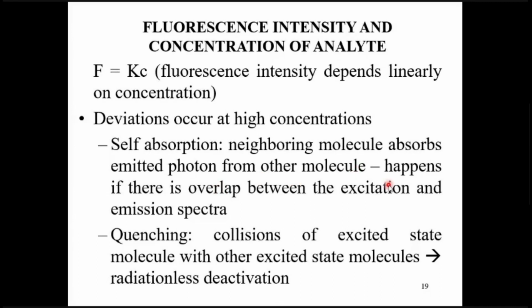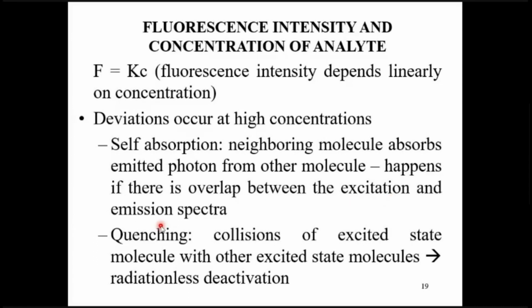So one molecule is emitting the photon, but that emitted photon is absorbed by the other molecule within the same solvent. So overall, from the solution, no photon escaped, although there was a transition taking place from, say, excited singlet to ground state. So although there was a transition and a photon emitted, from the solution overall no photon was emitted. So the detector detected nothing. So it is less fluorescence than what is actually expected. It happens if there is overlap between excitation and emission spectra.